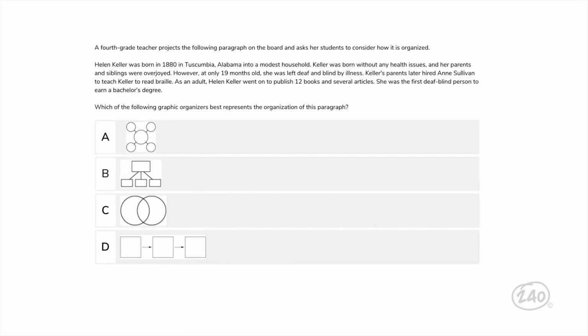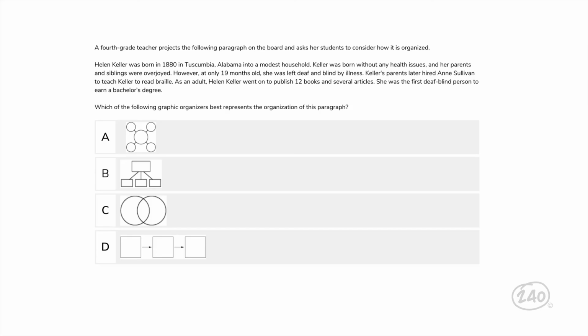Let's check out a comprehension question. A 4th grade teacher projects the following paragraph on the board and asks her students to consider how it is organized. Helen Keller was born in 1880 in Tuscumbia, Alabama, in a modest household. Keller was born without any health issues, and her parents and siblings were overjoyed. However, at only 19 months old, she was left deaf and blind by illness.